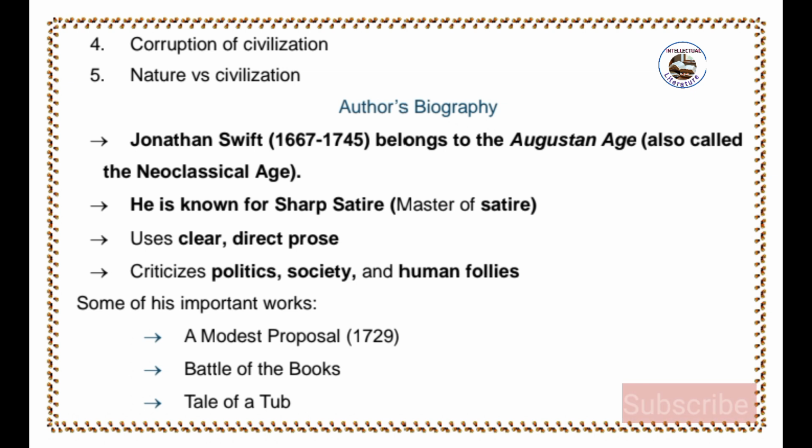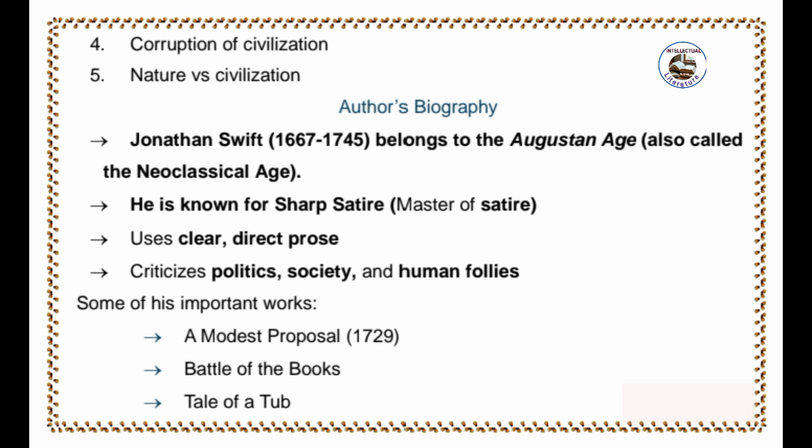Now, next we are going to talk about the author's biography. Jonathan Swift lived from 1667 to 1745. He belongs to the Augustan age, also called the Neoclassical Age. He is known for sharp satire and is also called the master of satire. He uses clear and direct prose. He criticizes politics, society and human follies.